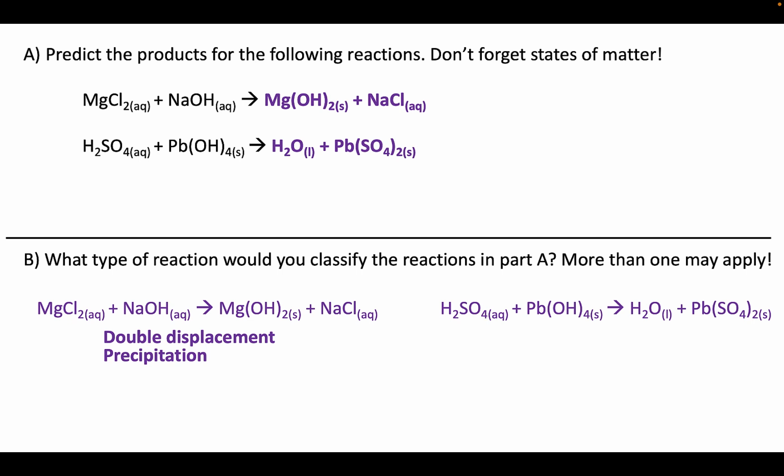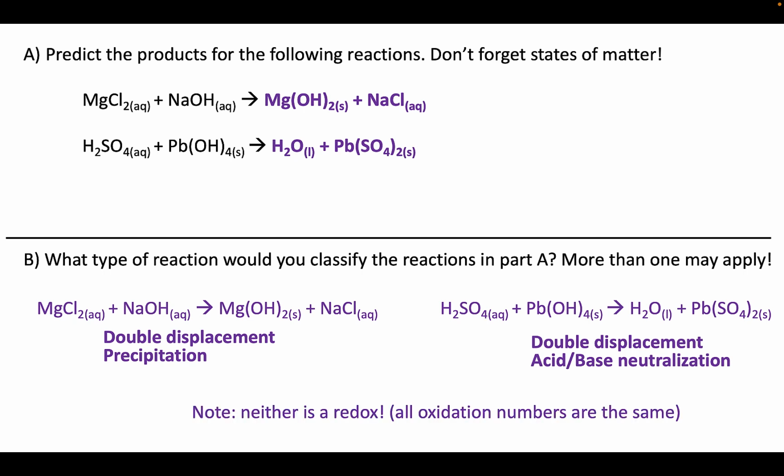Now, what about the second? Do we want to classify this the same way? Could we say double displacement? I think we could. We have a switching, so to speak, of the positively charged ion and the negatively charged one. But we don't want to call this a precipitation, because there is a solid already. It's not like two aqueous solutions coming together to make a solid product. But we do want to consider this an acid-base neutralization, because we have the hydroxide and the H+, the proton from the acid, coming together to form water.